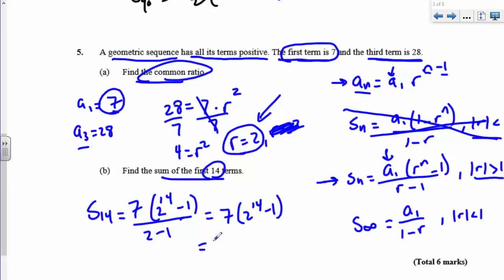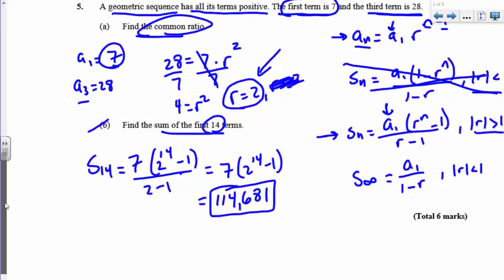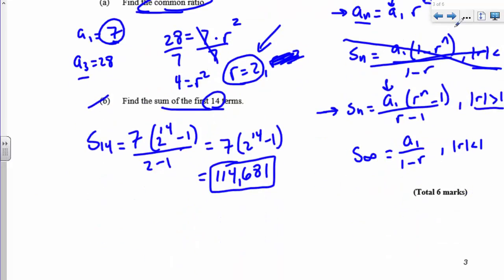And this will give you, I believe, an answer. If I remember from class, you might want to check this. I think it's 114,681, I believe is what we got for that. So that should be your answer, I think, for number 5, part B. So go ahead and check that, I guess. And then let's go on to number 6.